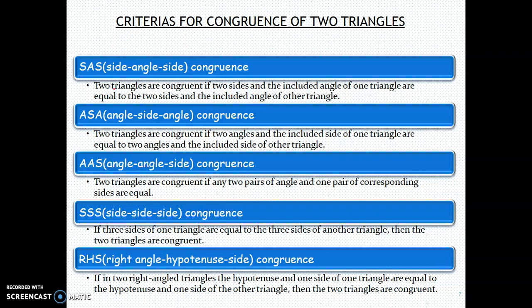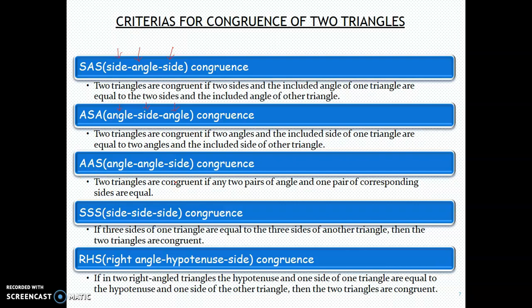Now, how do you remember, students? See this, SAS. S stands for side, A is for angle and S is for side. So SAS congruence means you have to check for the side, the angle and the side. Similarly, ASA, so you will check for the angle, the side and the angle. What is angle, angle, side?